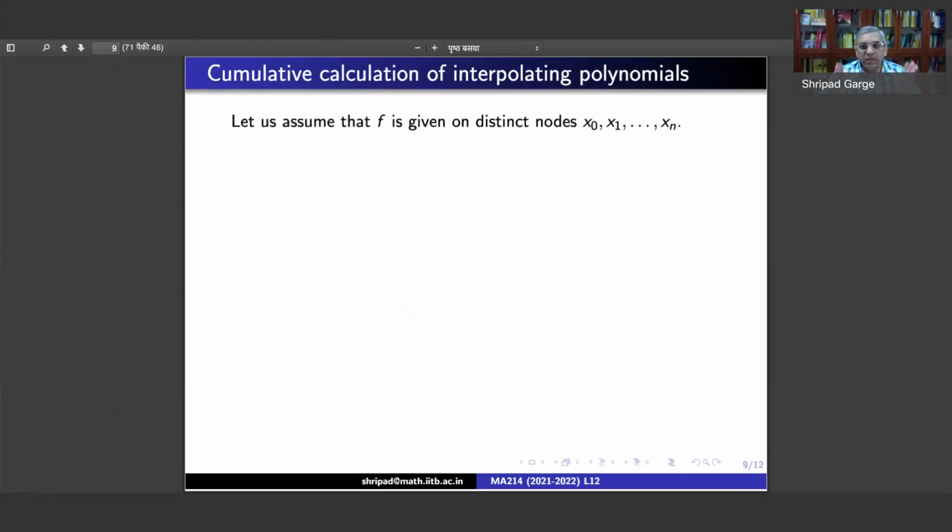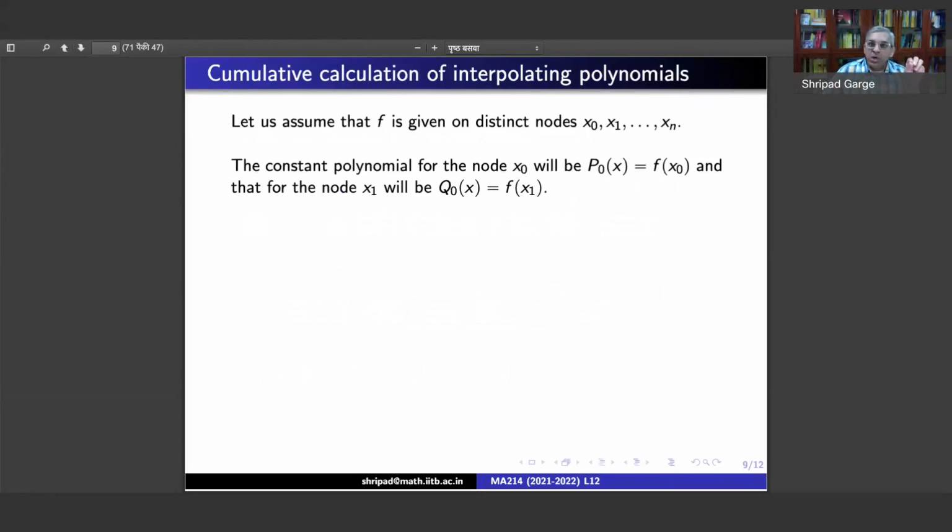Suppose we have data given on these distinct nodes, x0, x1 up to xn. And for the node x0 and the node x1, we have constant polynomials. These are the degree 0 polynomials, which are p0, which is f of x0, and q0, which is f of x1. So p0 is the degree 0 polynomial which interpolates our function on the singleton x0, and q0 is the degree 0 polynomial, a constant polynomial, which interpolates our function on the singleton x1.